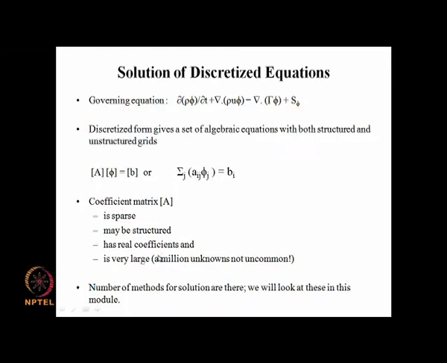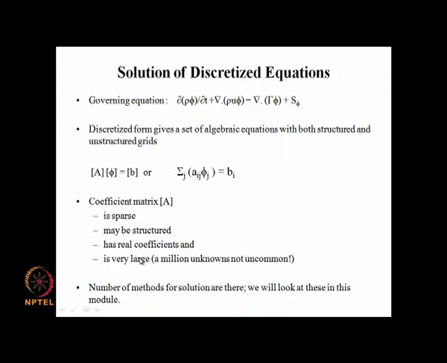For example, a million unknowns, a million grid points are something that these days people are doing on their laptops. So, that means that if you have a million grid points, you have a coefficient matrix with a million unknowns. So, it will be million by million is the size of this matrix. So, we have to deal with these kind of equations in which the coefficient matrix is sparse, may be structured, has real coefficients and is large.